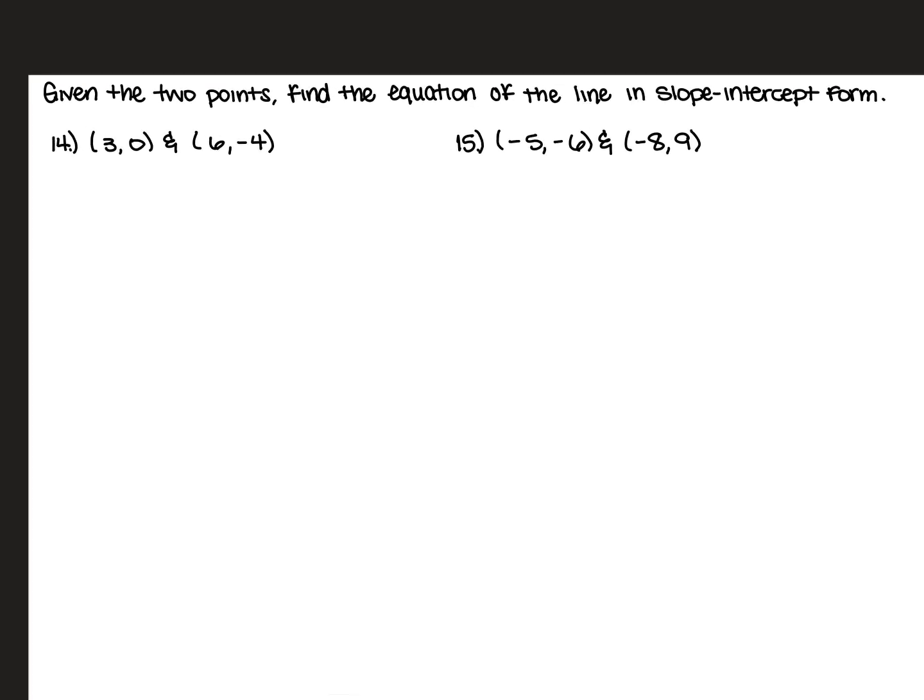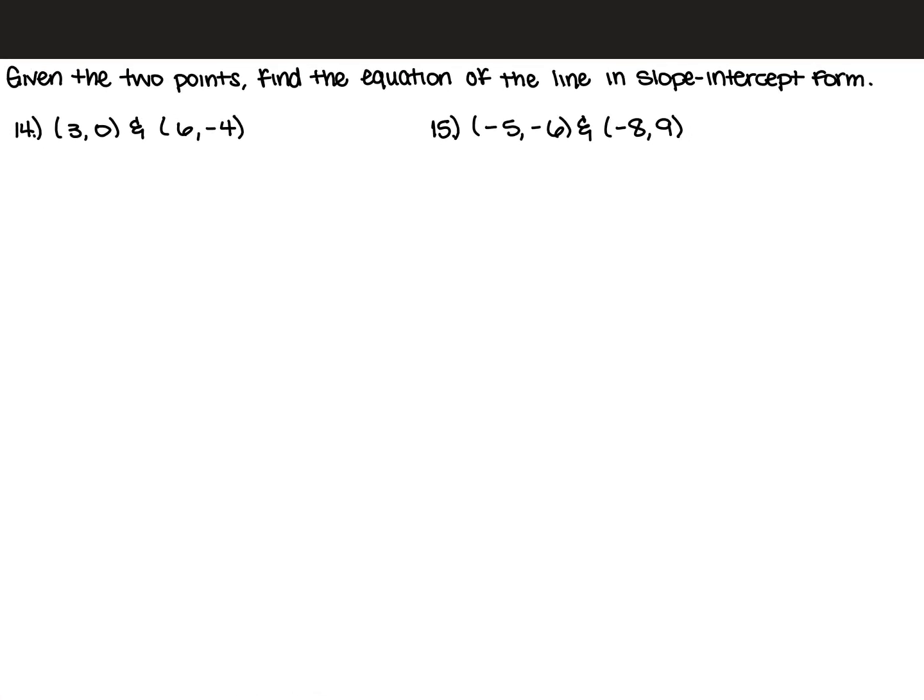For your next questions, it tells you, given the 2 points, find the equation of the line in slope-intercept form. So for number 14, it gives you 3, 0, and 6, -4. First thing you're going to do is find the slope between these 2 points. So we're going to have x1, y1. We're also going to have x2, y2. So that's going to give us m is equal to -4 minus 0 over 6 minus 3. That -4 minus 0 is -4. 6 minus 3 is 3, so our slope is -4/3.